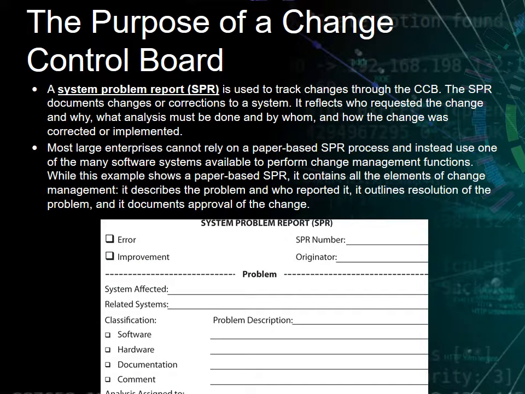A system problem report is used to track changes through the CCB. The SPR documents changes or corrections to a system. It reflects who requested the change and why, what analysis must be done and by whom, and how the change was corrected or implemented. Most large enterprises cannot rely on a paper-based SPR process and instead use one of many software systems available to perform change management functions.